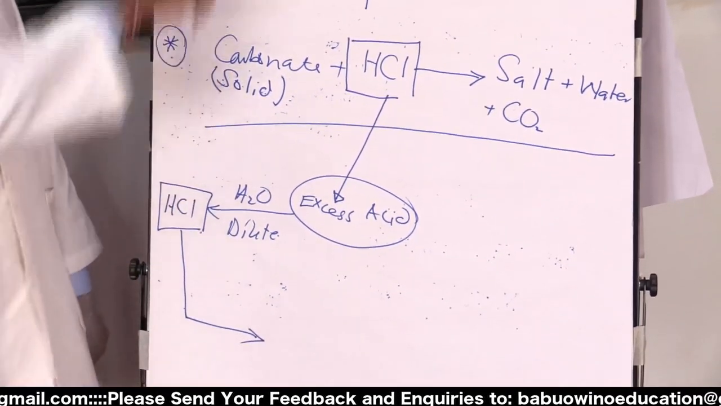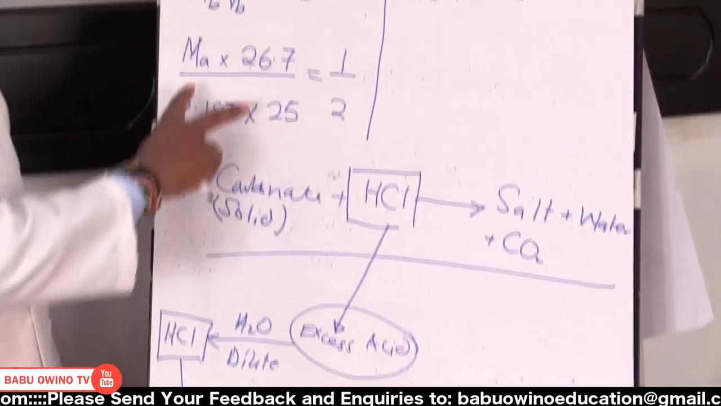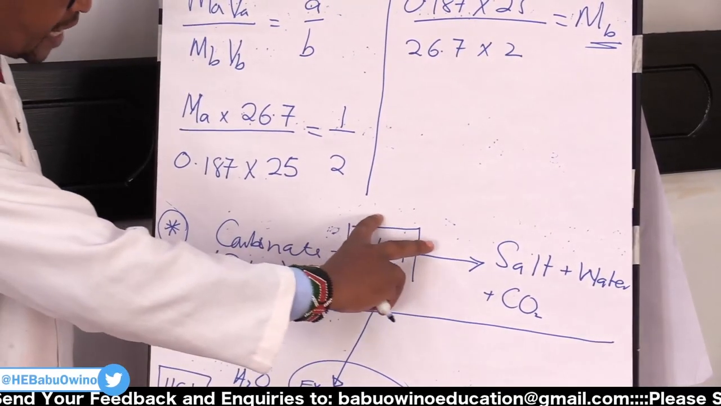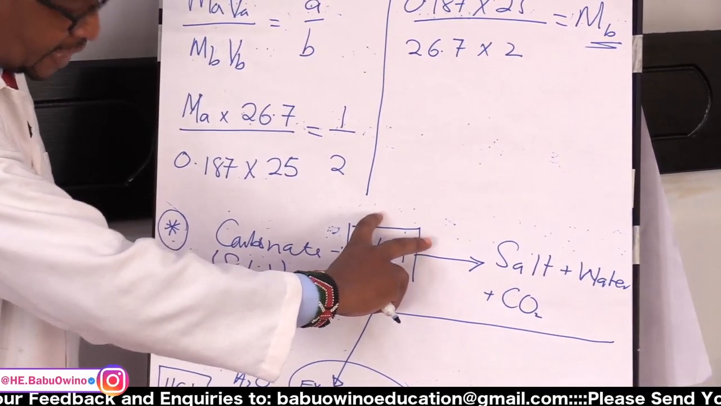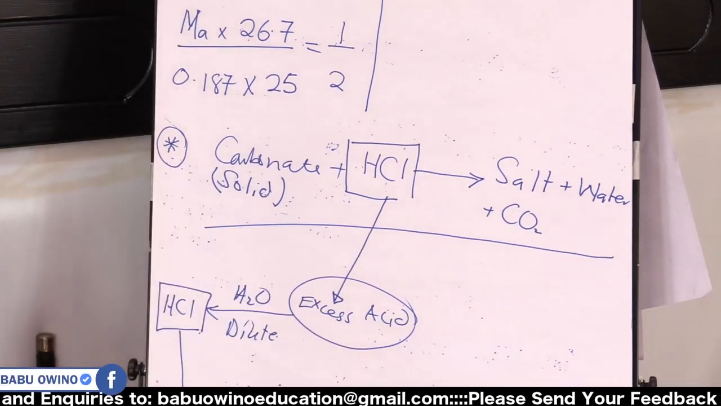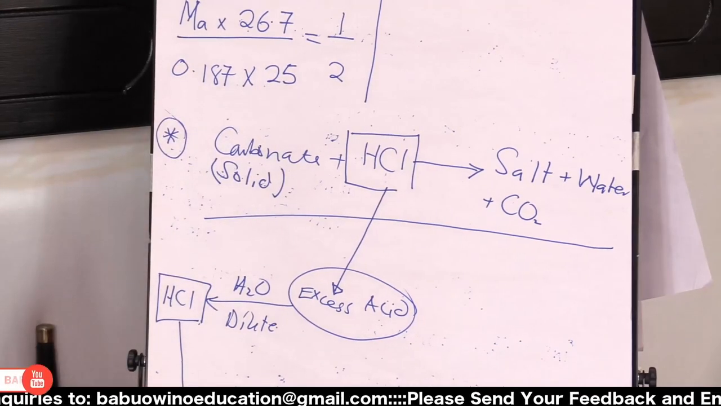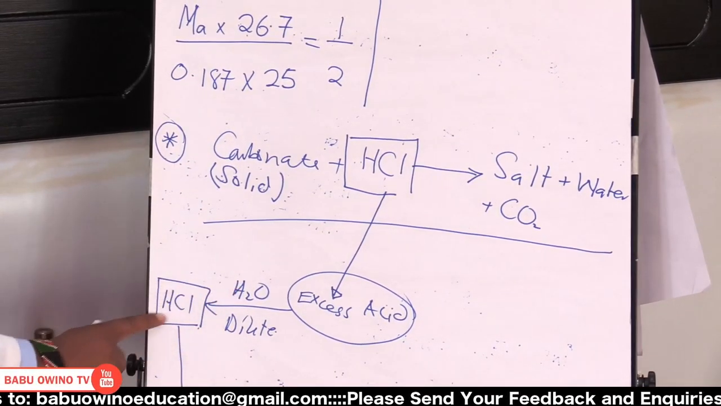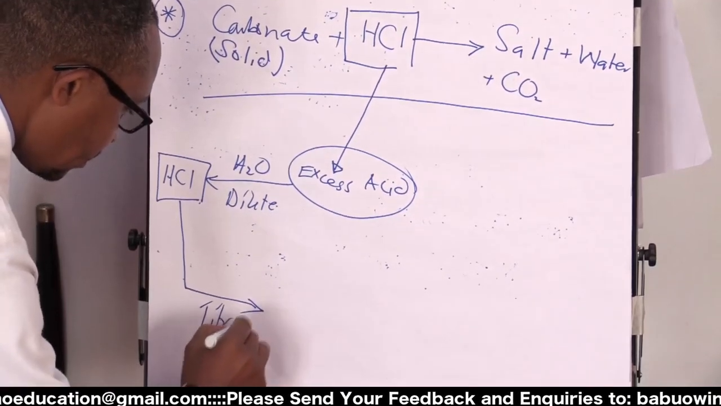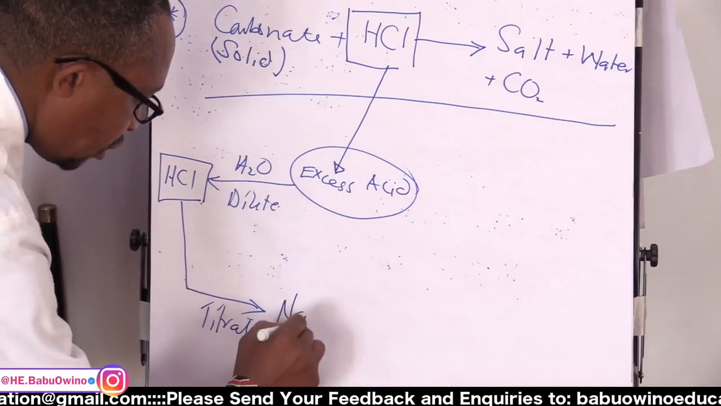So this is the same question, class, where you are taking a carbonate and reacting it with an acid. Then the excess acid you take, you fetch 100, say, you dilute with water, then you titrate using sodium hydroxide.